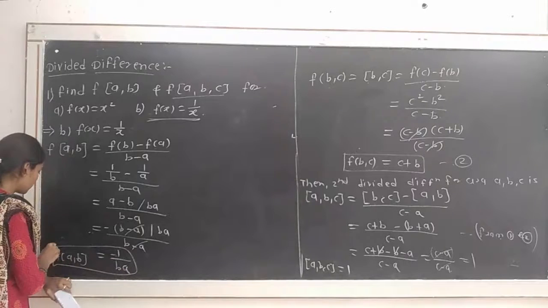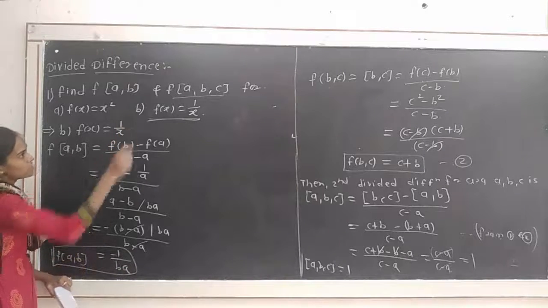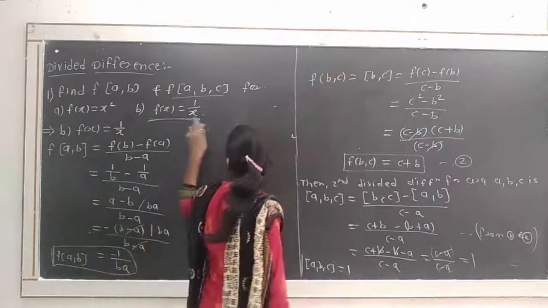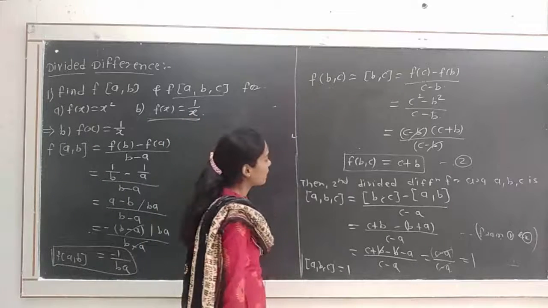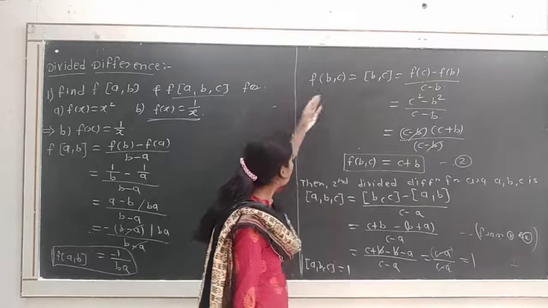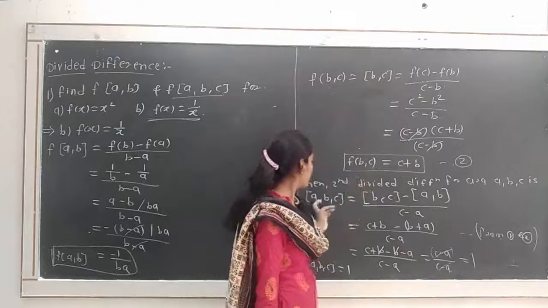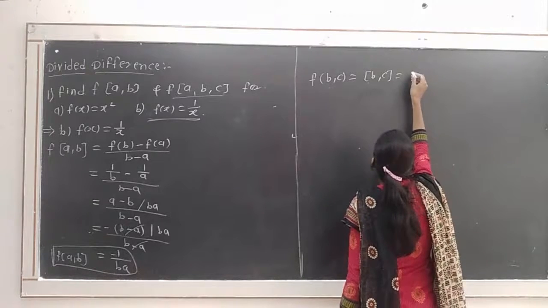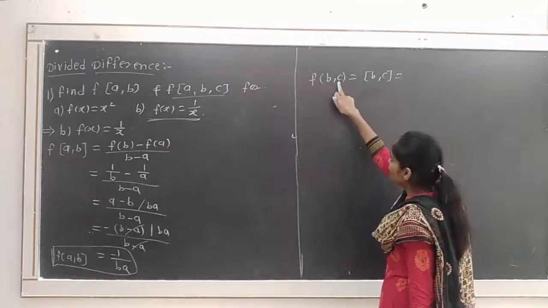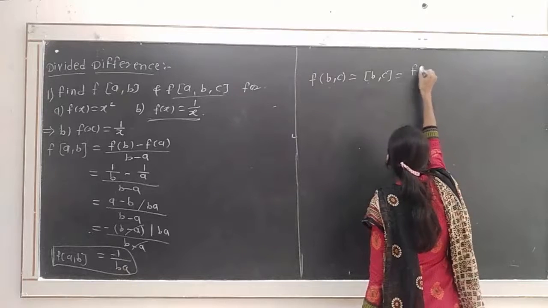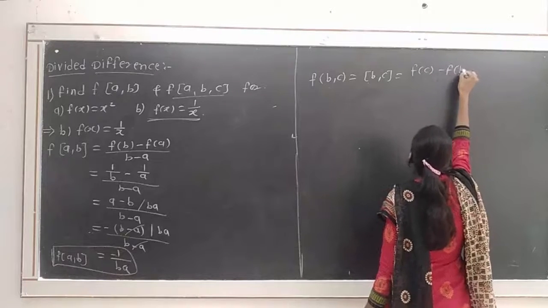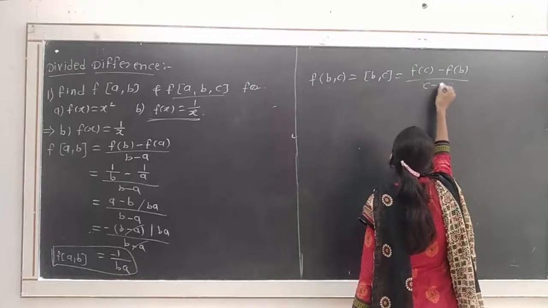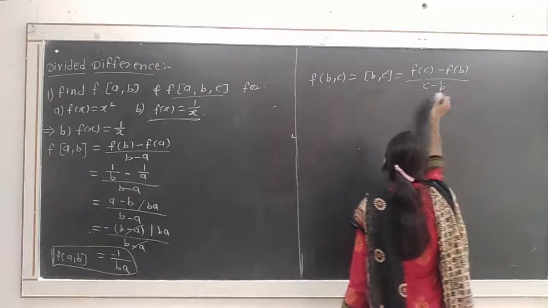Then next, to find f of ABC, again for that we first have to find f of BC for the function f of x equal to 1 by x, because we have to use the divided difference for finding f of ABC. So f of BC, that is, in square bracket for the arguments B and C, is f of C minus f of B divided by C minus B, not A again.